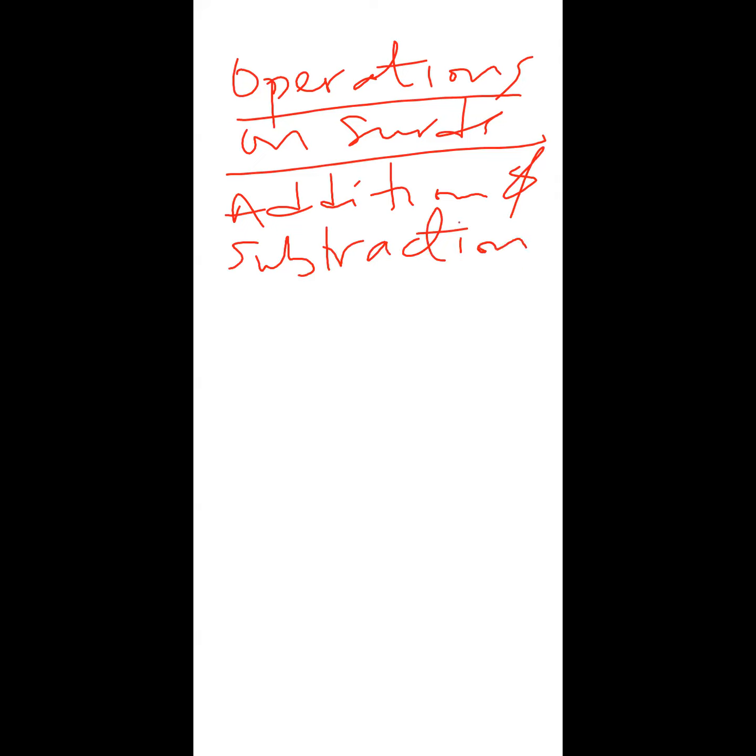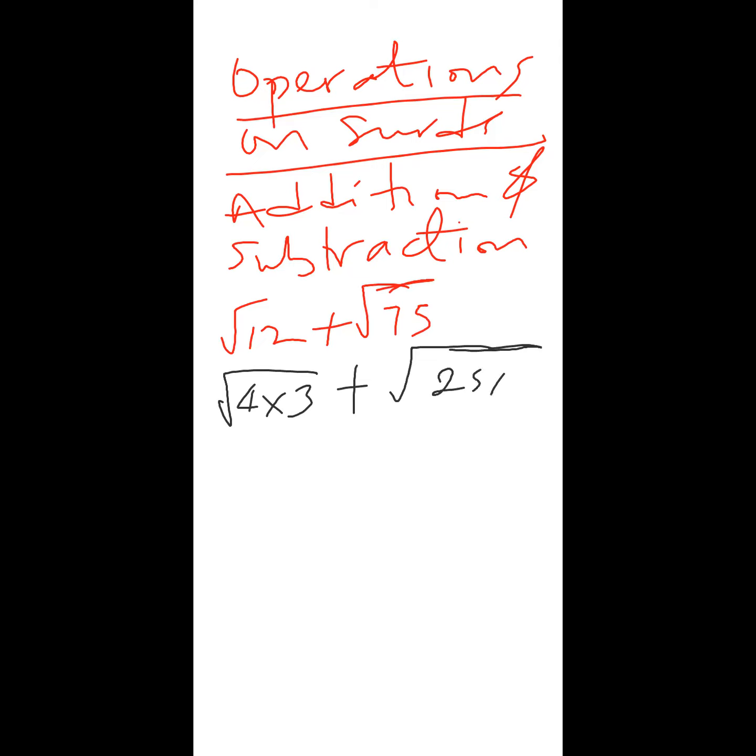Let's say you have root 12 plus root 75. When you want to do this, all you need to do is to simplify each one individually before you continue. So my root 12 is simply root 4 times 3. It is allowed to do that, plus root 75 has been simplified earlier as root 25 times 3.